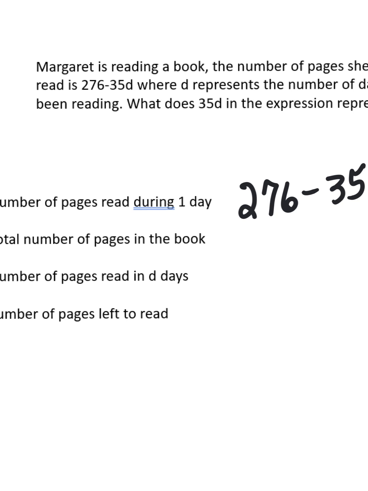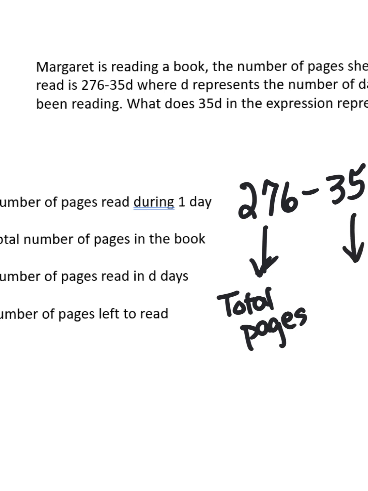So let's talk about this expression and look at each piece of it. 276 would be the total pages in the book. 35 represents the number of pages per day. And D represents the number of days.